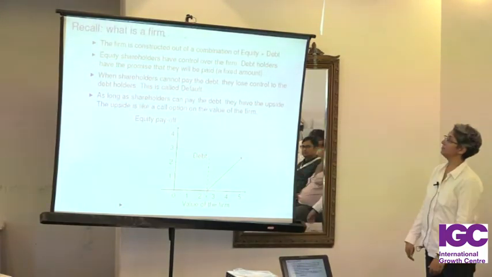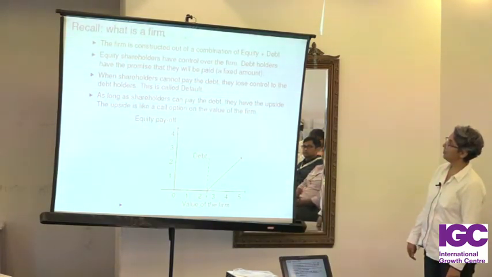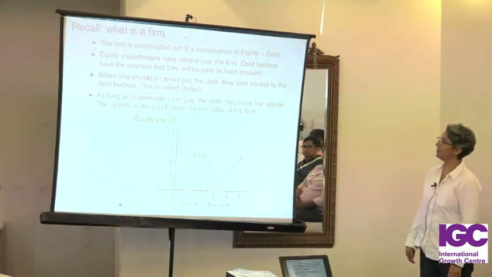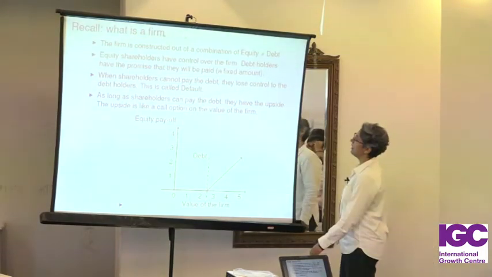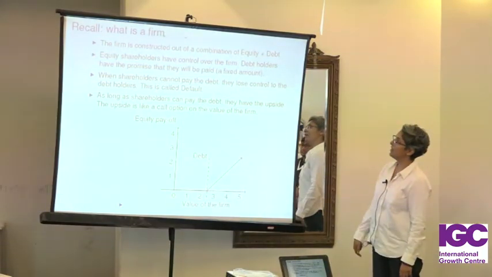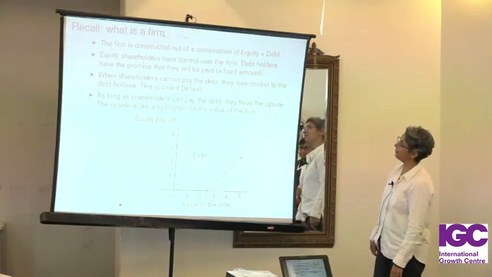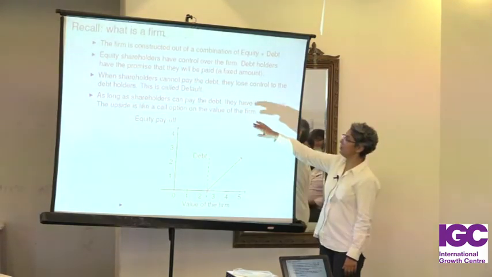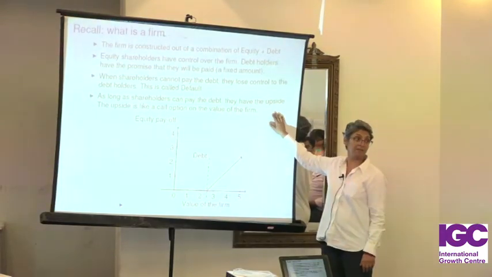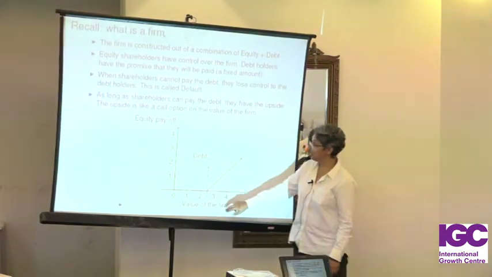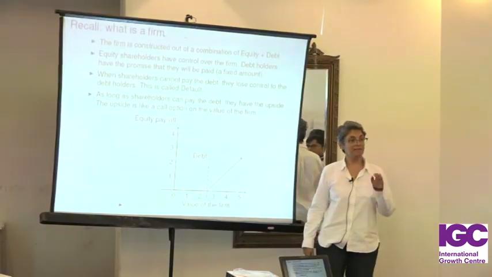Now what is a firm? The firm is constructed out of debt and equity. Equity shareholders have control over the firm, but debt holders have a promise that they will be paid a fixed amount. Okay? When shareholders cannot pay the debt, they lose control to debt holders, and this is called default. So as long as shareholders can pay the debt, they have the upside, right? So this is like the underlying is called the value of the firm.